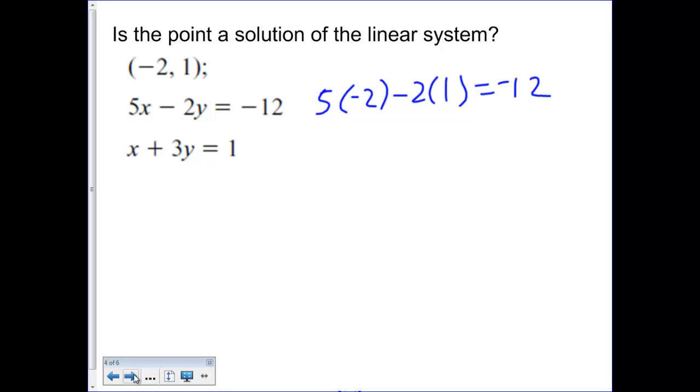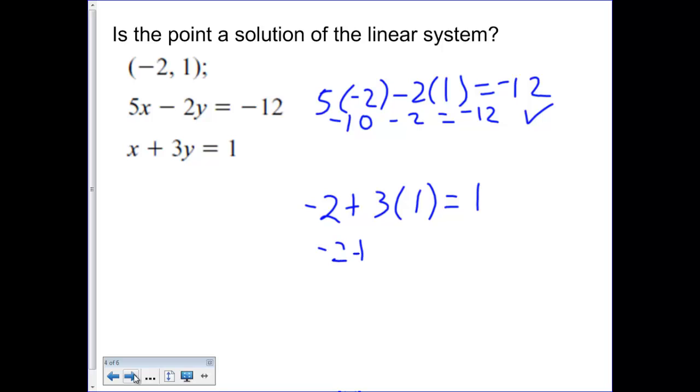And the same thing on the bottom: we're going to do negative 2 plus 3 times 1, and check to see that that equals positive 1. The top one is going to give me negative 10 minus 2 equals negative 12. It does check in the first one, therefore we have to check the second one. So I have negative 2 plus 3, and that equals a positive 1. So it does check out here, so the answer is yes, it is a solution.